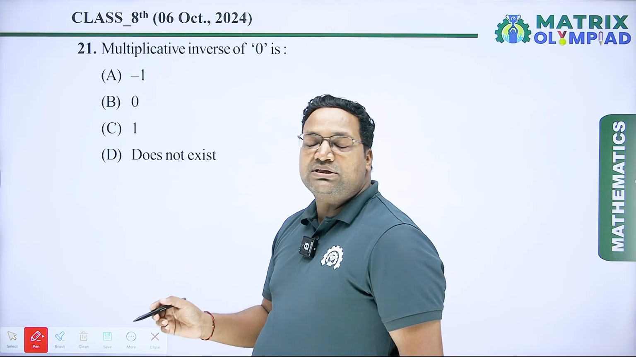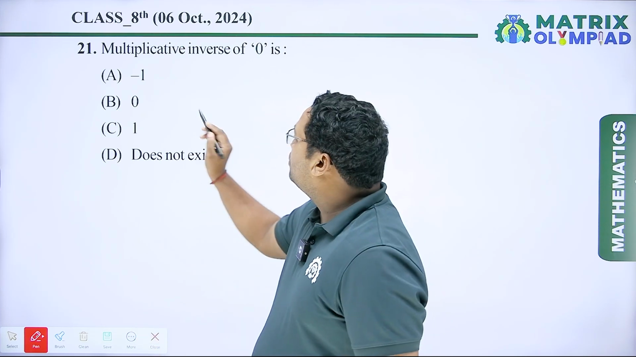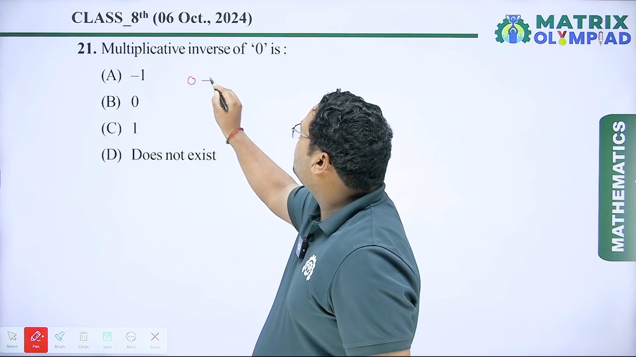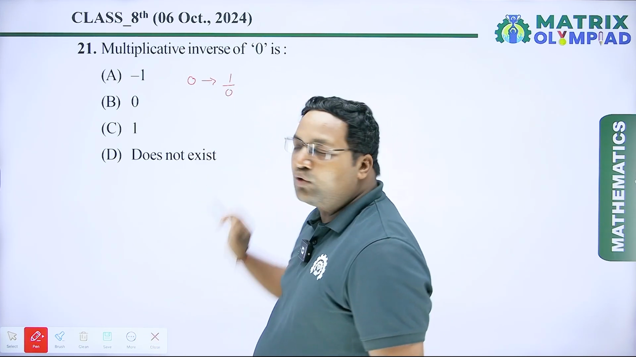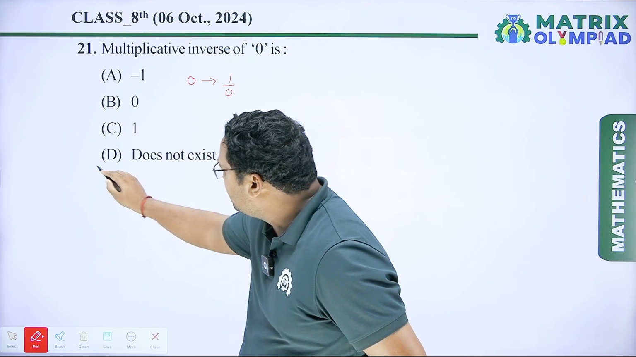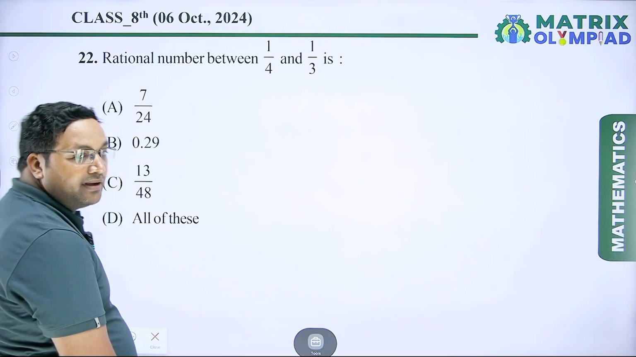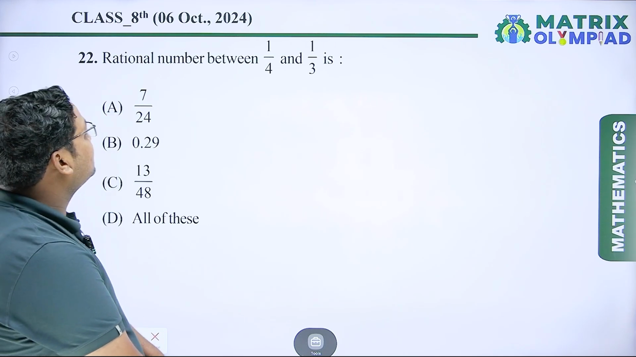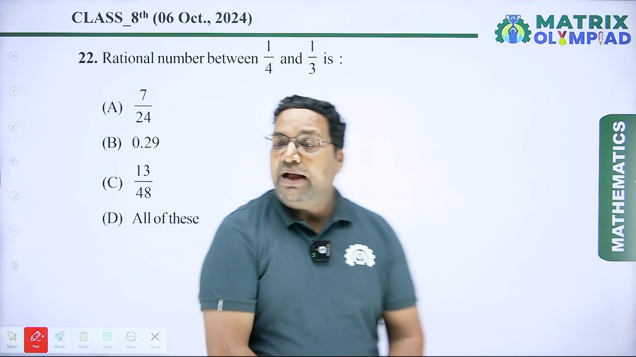So multiplicative inverse is the reciprocal of the number. So the reciprocal of 0 is 1 upon 0, which is not defined. So the multiplicative inverse of 0 does not exist. Next question number 22. Rational number between 1 by 4 and 1 by 3.